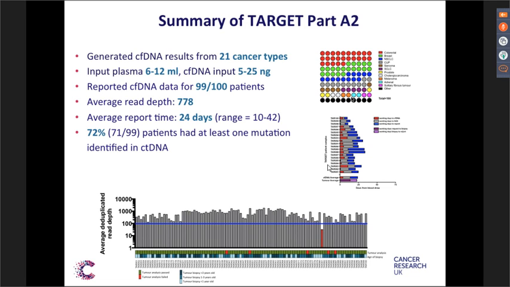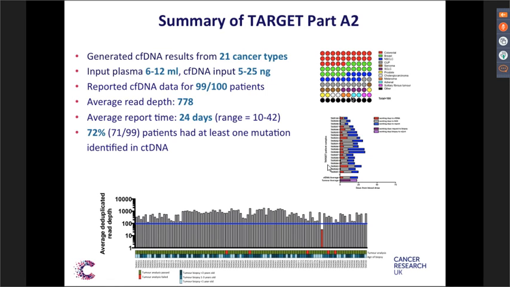So across the 100 patients, we've generated data from 21 different cancer types, whatever the clinicians were interested in. We managed to report cfDNA NGS data for 99 of the patients, with a good average read depth of nearly 800 reads. Our report times for the 100 patients have reduced down to 24 days. For the last 20 patients that we reported, this has actually now gone down to 16 days, so we are doing this in a clinically feasible sort of reporting.